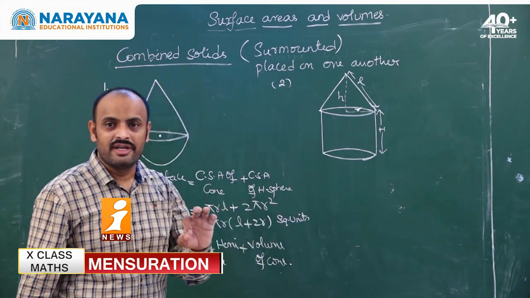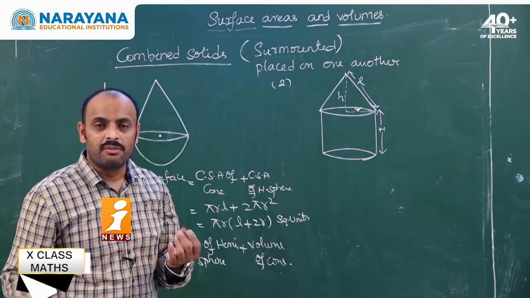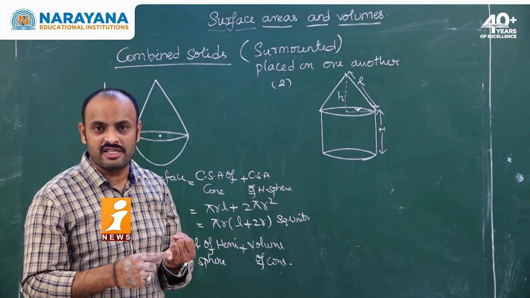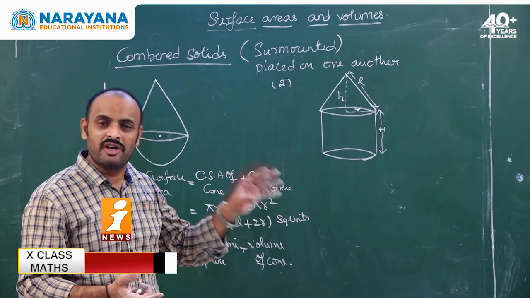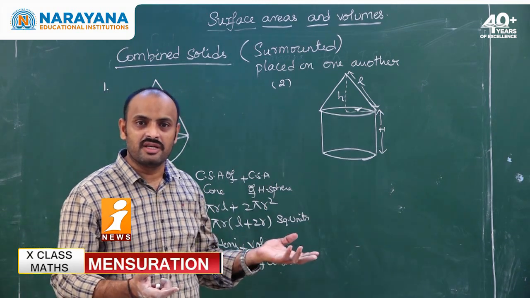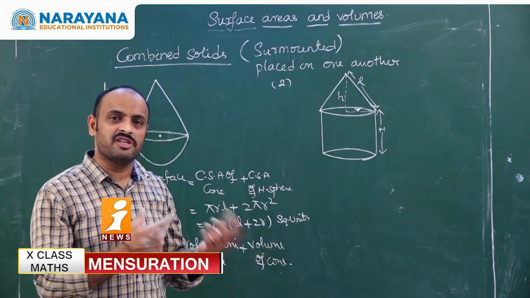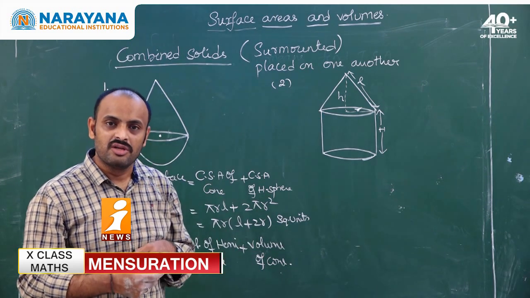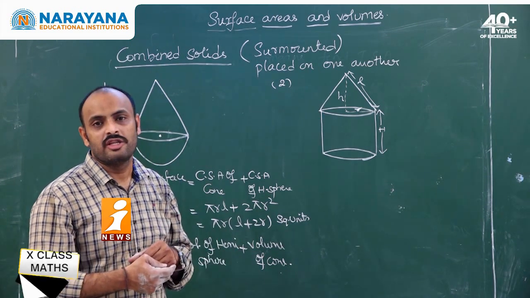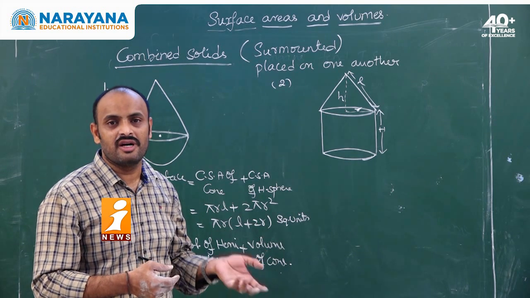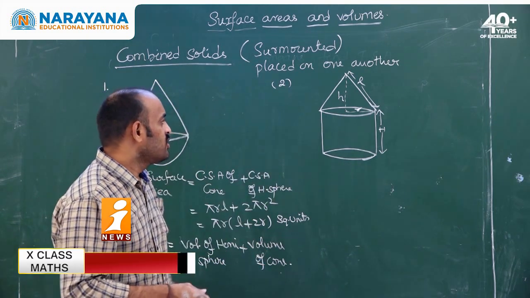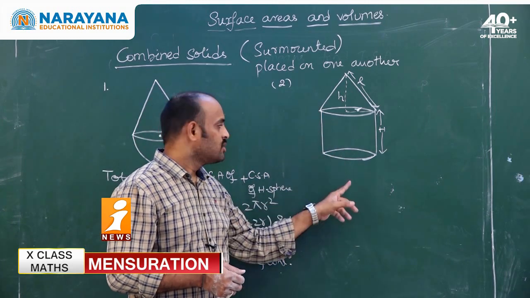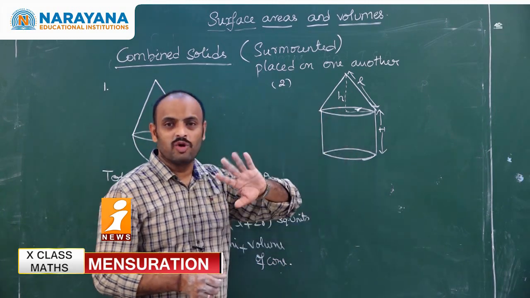Draw the picture, identify the dimensions, and make sure that each and every dimension is in the same units. If all are in centimeters, everything should be in centimeters. If one is in meters and the other is in centimeters, either convert all into centimeters or all into meters. Then only you find out whether it is surface area or volume. Dimensions should be the same.